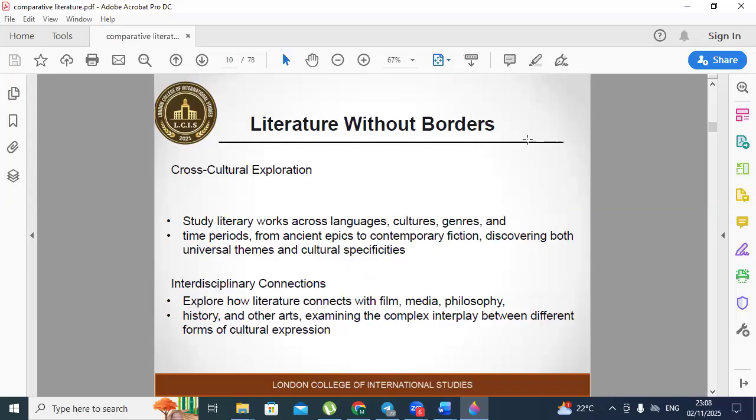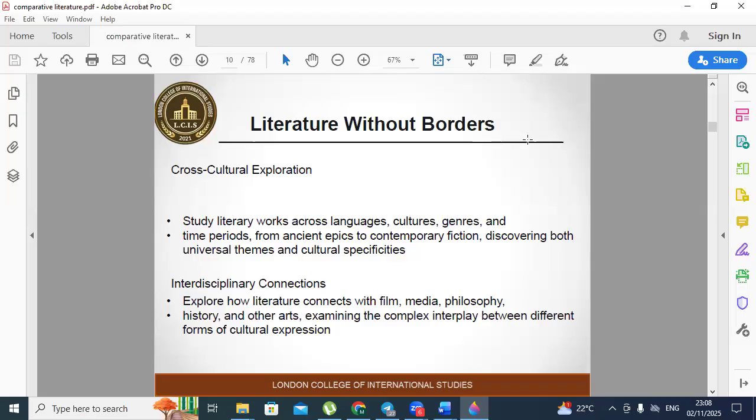Cross-cultural exploration. Study literary works across languages, cultures, genres, and time periods, from ancient epics to contemporary fiction, discovering both universal themes and cultural specificities. Interdisciplinary connections. Explore how literature connects with film, media, philosophy, history, and other arts, examining the complex interplay between different forms of cultural expression.